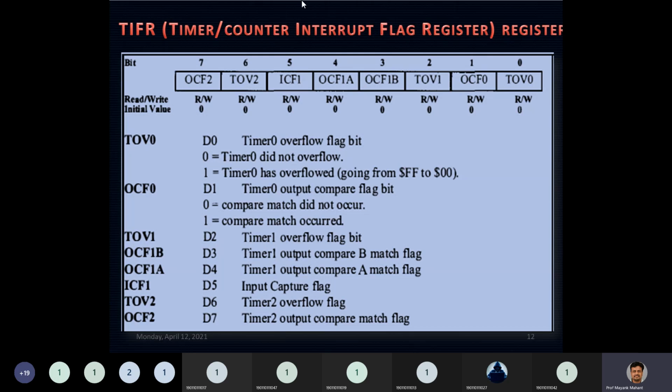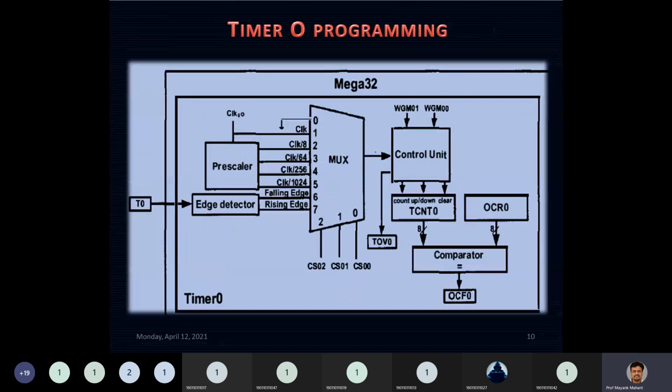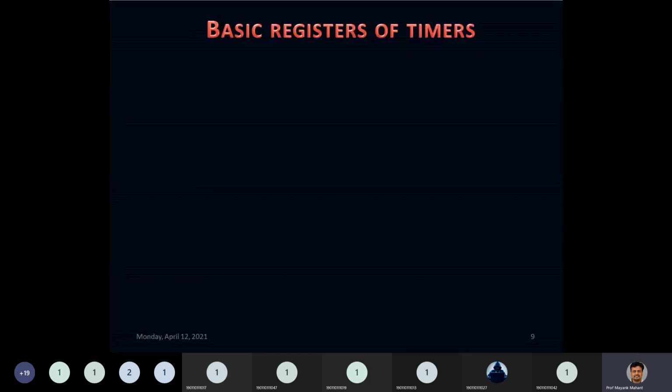Why is it called an interrupt flag register? Because raising this flag will generate an interrupt. So your timers also have interrupts. If the timer overflows and you have enabled the interrupt of the timer, looking at the TOV flag, the interrupt will be generated. So this was all about timer 0 of your AVR microcontroller.